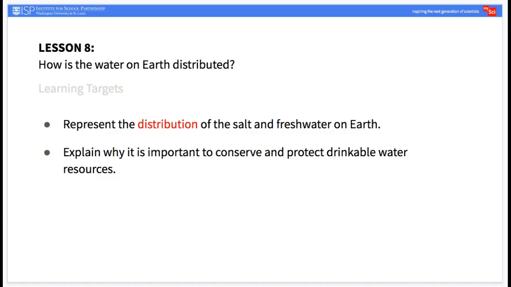By the end of this lesson, students will have represented the distribution of the salt and fresh water on Earth and explained why it is important to conserve and protect drinkable water resources.